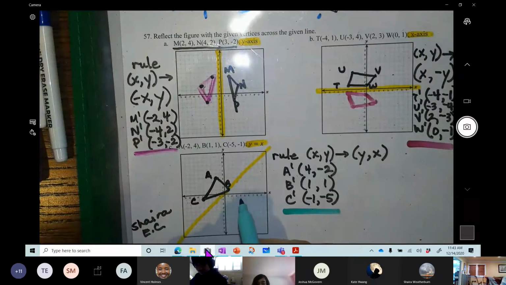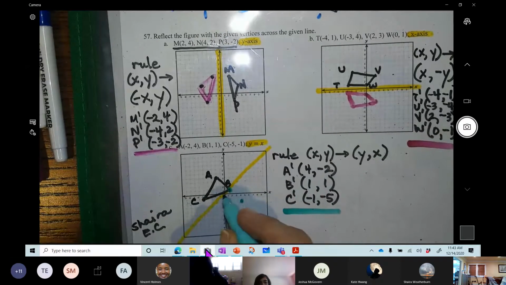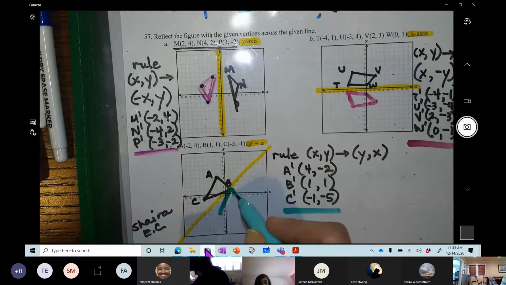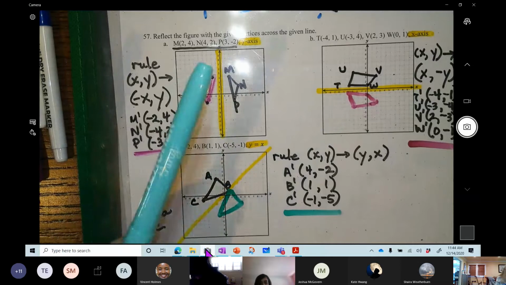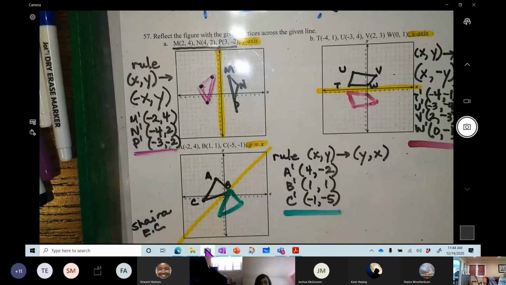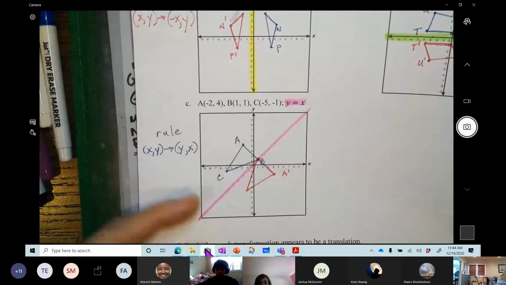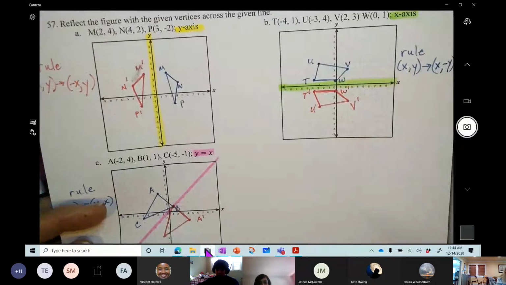All right, 4, negative 2 is going to be here. That'll be A prime. B prime is right on 1, 1. And then C prime is negative 1, negative 5, which will be here. Okay, that looks okay. That does look like a reflection. And these are kind of fat, so it looks better when I did it earlier with just a pen, and it does look more precise. Okay, so I'm just going to say there's my more precise pictures. They look a little better. All right.